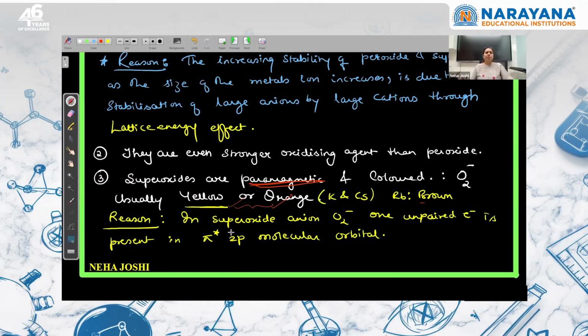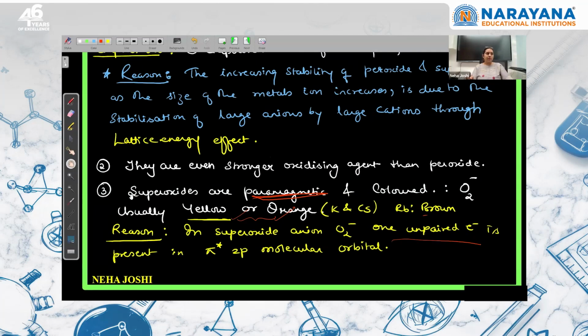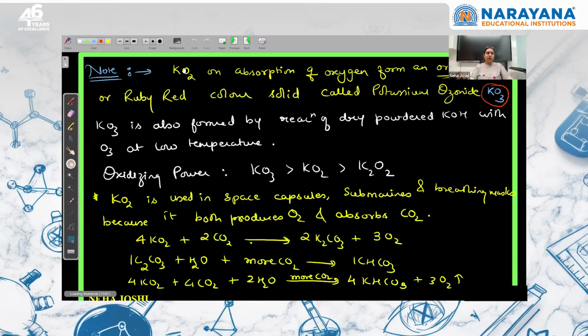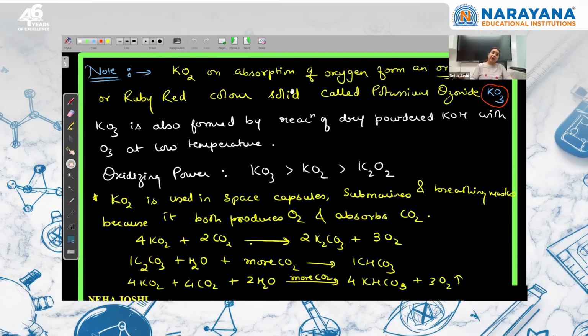Again, why are they colored? Because in superoxide, one unpaired electron is present in the pi star 2p orbital. So its excitation, de-excitation generates color. Okay? This is an important note. KO2, that is potassium superoxide, if further absorption of oxygen is facilitated somehow, an orangish red or ruby red color is formed, which we call potassium ozonide, KO3. When it is hydrolyzed, it is a source of ozone forming KOH.